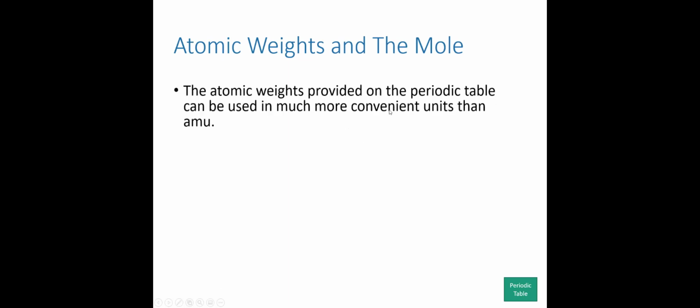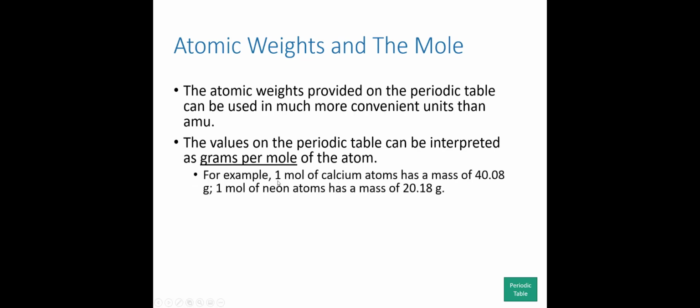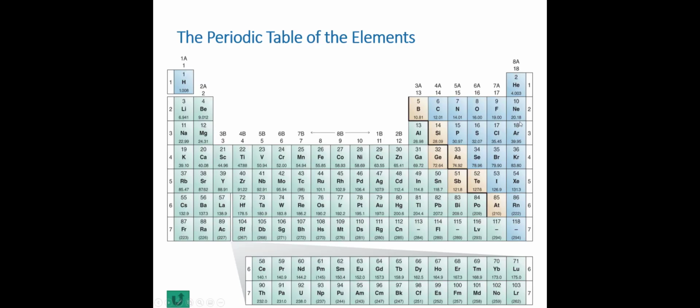However, rather than measuring in AMUs, we have a much more convenient system here. And this is intentionally how the AMUs were set up. They were set up so that instead of just expressing molecules as AMUs in their mass, we can also say that those values from the periodic table can represent grams per mole of that atom. So, for example, 1 mole of calcium has a mass of 40.08 grams. 1 mole of neon has a mass of 20.18 grams. Those are simply the values, 20.18, for example, here from the periodic table, 40.08 for calcium.